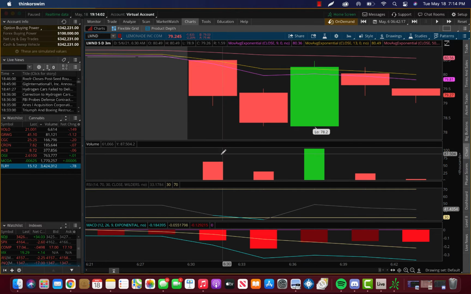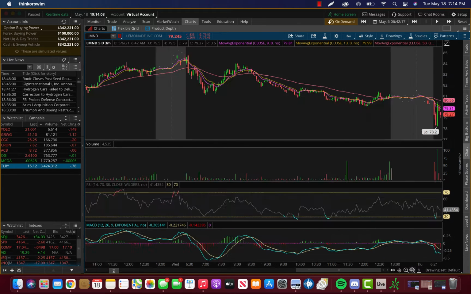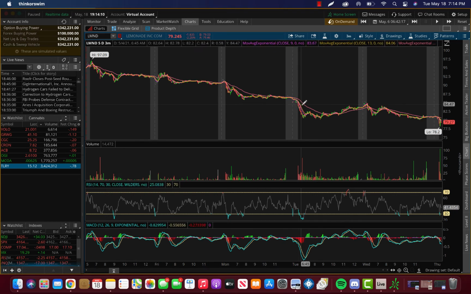The market is opening, right? So I see this particular trade. Oh, and I forgot another thing. Your SMA lines are basically just your trend lines, to show you the trend of a particular stock.